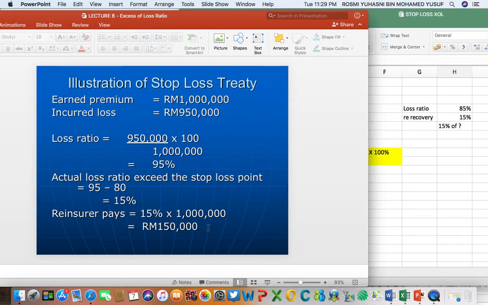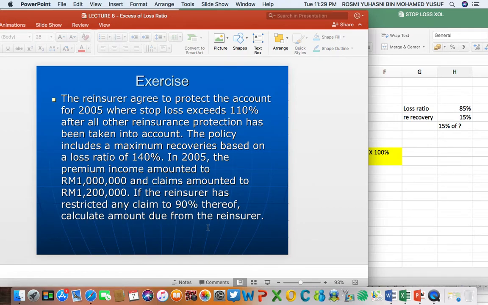So it looks very simple. It's quite simple. So let's look at this simple exercise. The reinsurer agrees to protect the account for 2005 where stop loss exceeds 110% after all other reinsurance protection has been taken into account. The policy includes a maximum recovery based on a loss ratio of 140%. So from here, can you identify the stop loss point? The stop loss point here is 110%. And can you identify the maximum cover? The maximum cover is 140%.